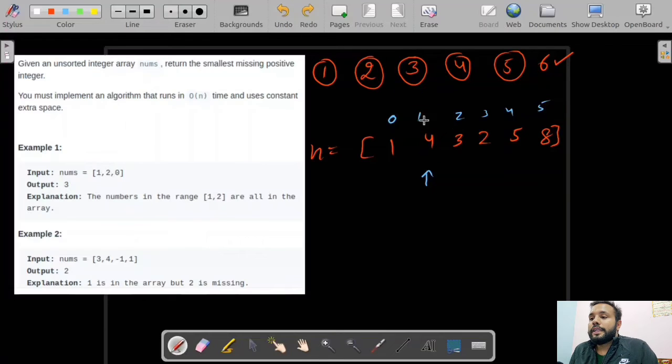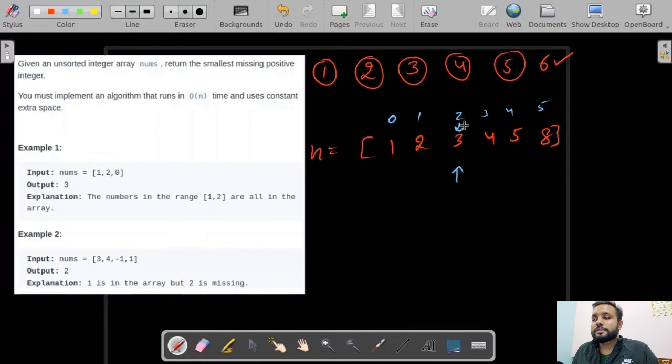Now the appropriate number for index 1 is index 1 plus 1, which is 2. So we need 2 here, or what we can say is this 4 does not belong to this index, it belongs to index 3. So just swap it. 2 and 4. Okay, we swapped it. Now this index is sorted. It means if this is at its exact position and we had sorted the indexes before that, we can move forward.